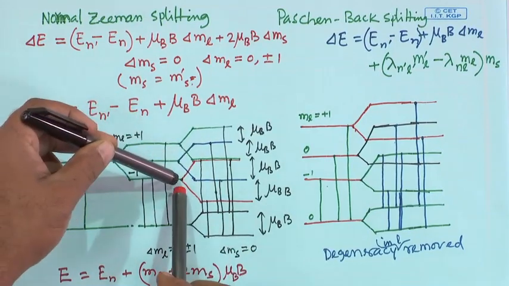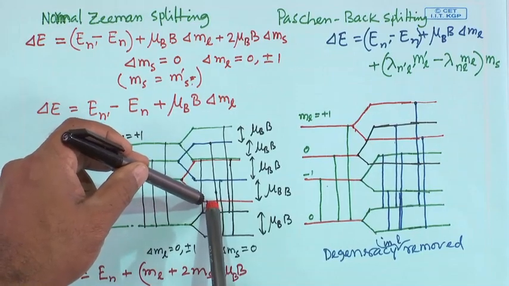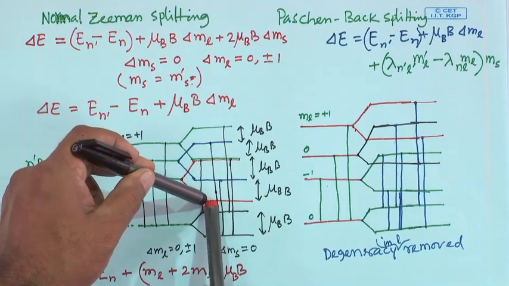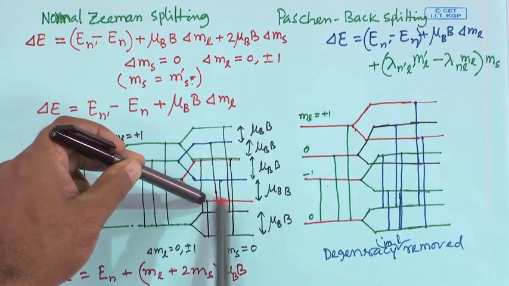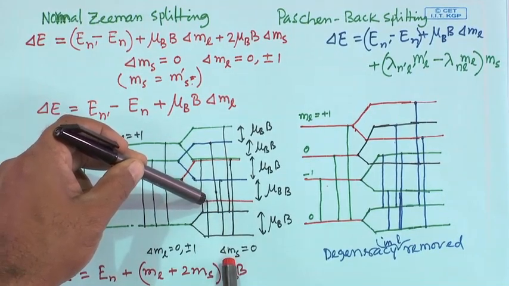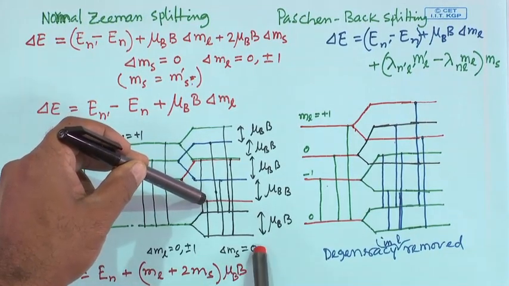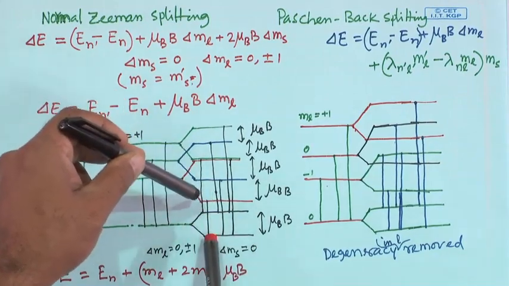Similarly, for ms equal to minus half, this one is ms equal to minus half. So, ms equal to minus half to ms equal to minus half is possible, but ms equal to minus half to ms equal to plus half is not possible, because of del ms. So, wherever ms dash equals ms, only there is the transition possible; in the other case the transition is not possible. So, here I gave you just one example.